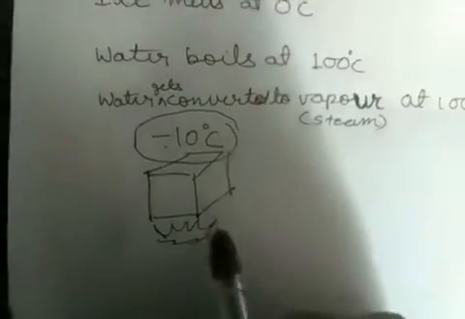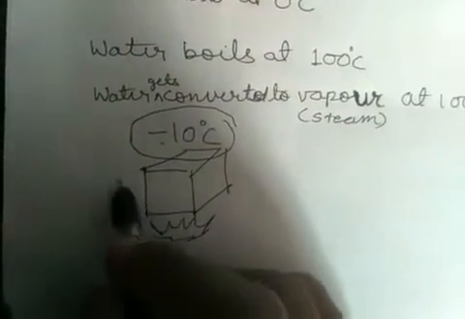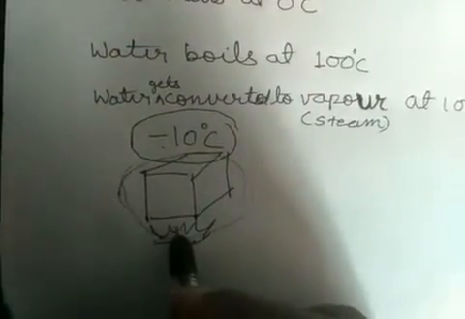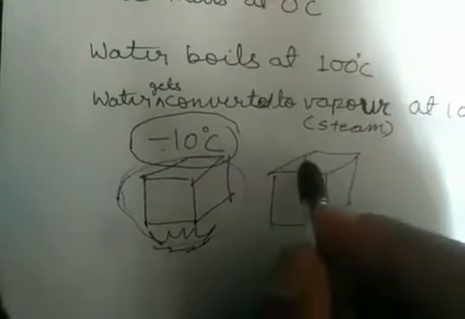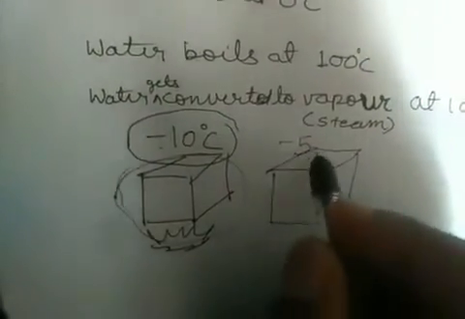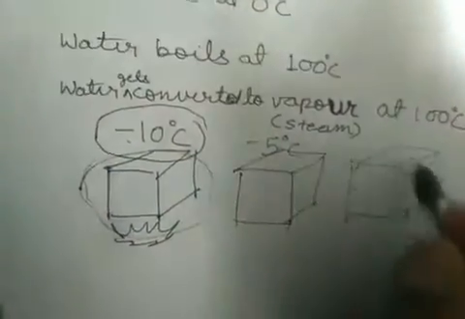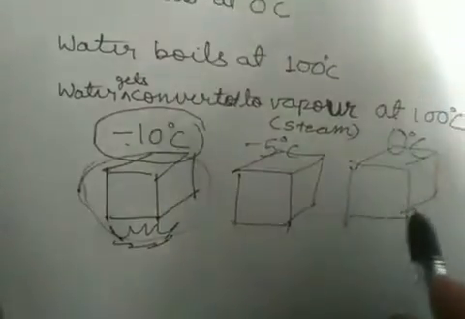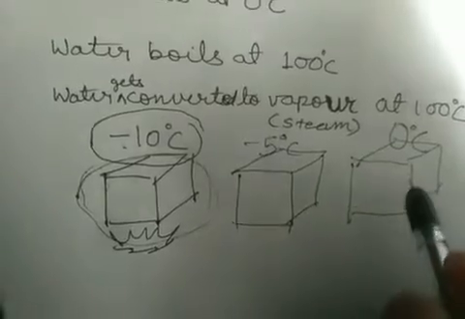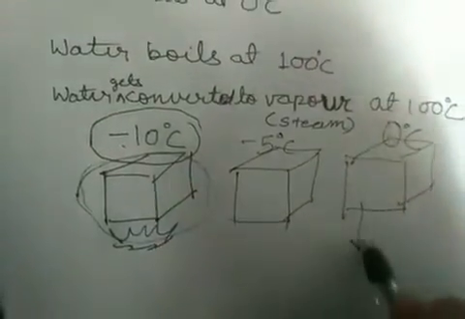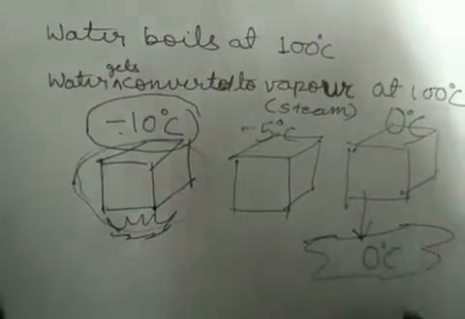Anyway, now if I am heating it, its temperature will increase, and I am heating it uniformly from all around. So first its temperature would increase. It would become minus 5. Actually, negative, it is an increase. Then it would become 0. But at 0, still it is ice. Now what happens? If we are heating it uniformly, it turns into liquid. But still it is 0 degrees Celsius.